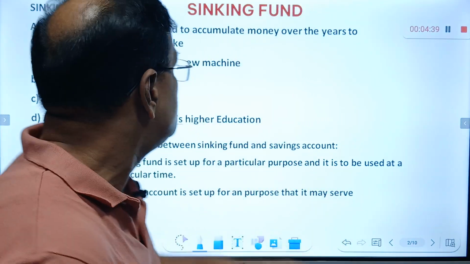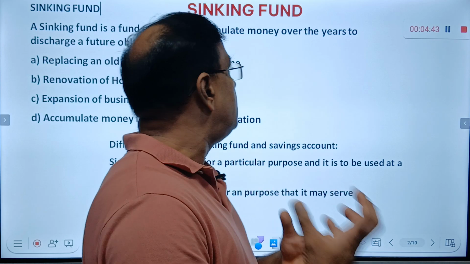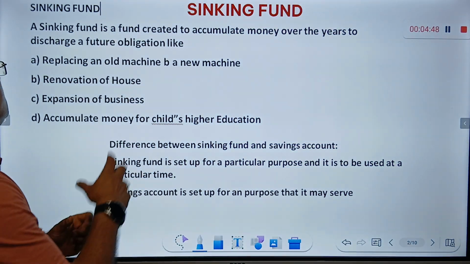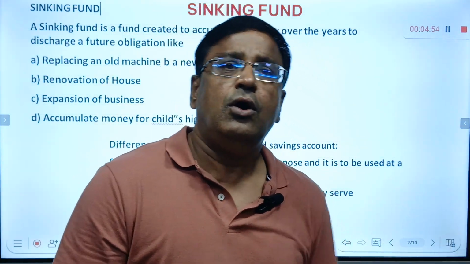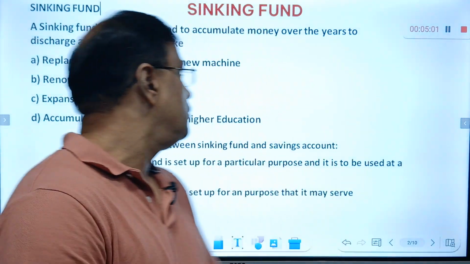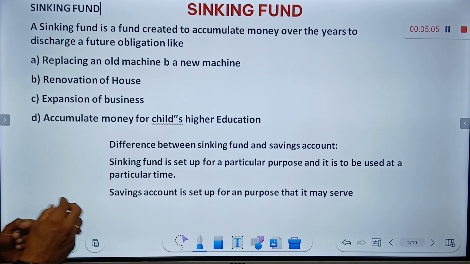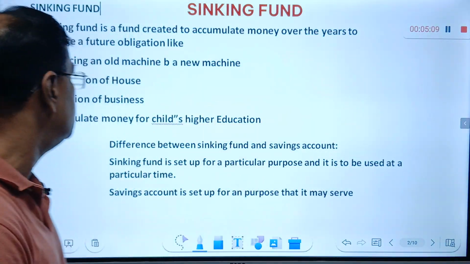So it won't be a big portion of my budget. You understand? So a sinking fund is the fund created to accumulate money over the years to discharge a future obligation. The fund can be created by putting a specific amount of money either at the end of the term or at the beginning of each term. Okay, there are two things: annuity due and ordinary annuity. Now I have given you some examples of sinking fund: replacing an old machine by a new machine.